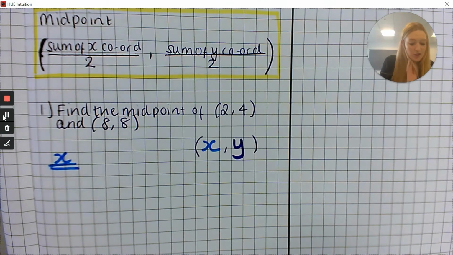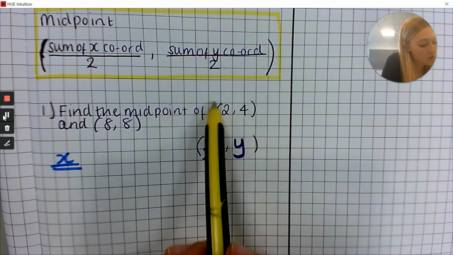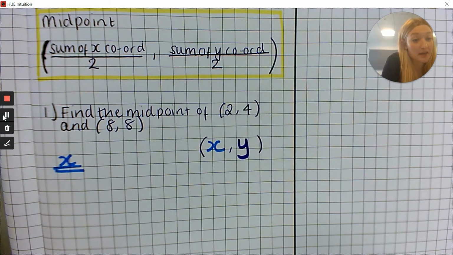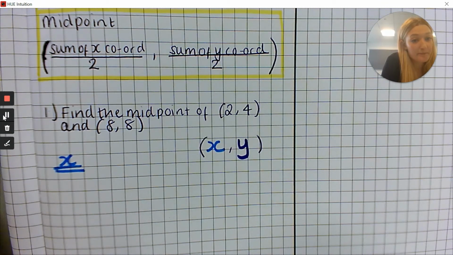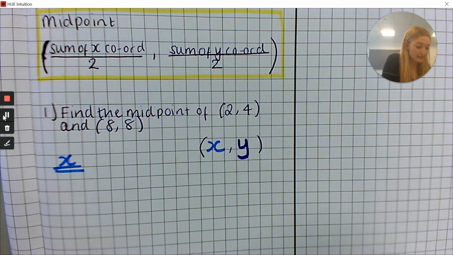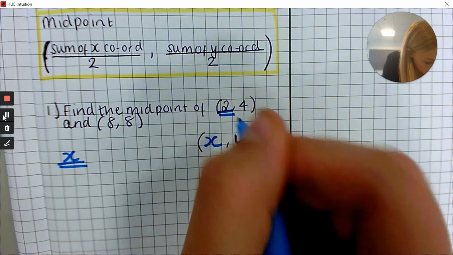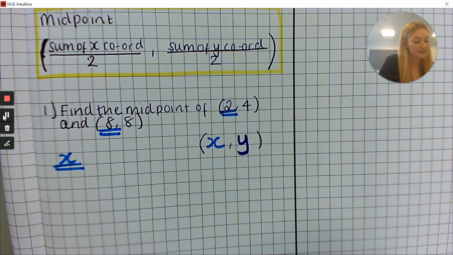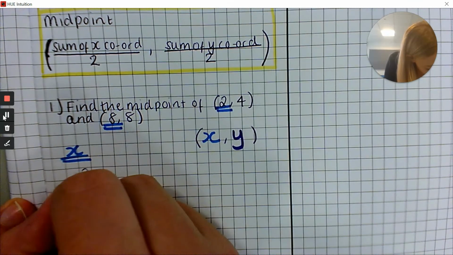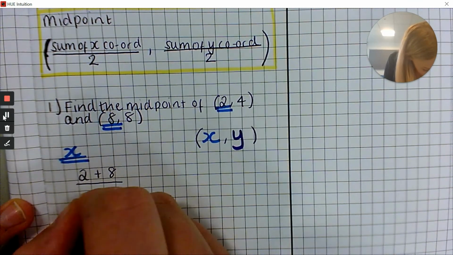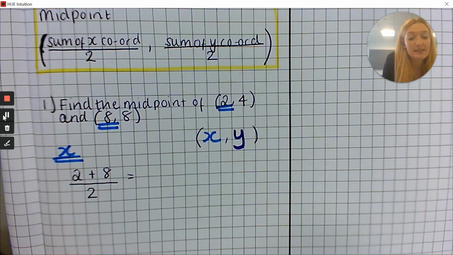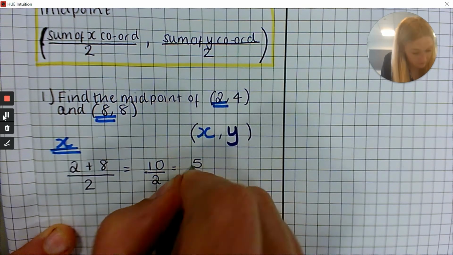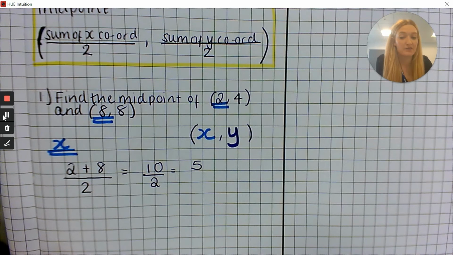Now I'm going to start by thinking about my x number, the first one. So I've got to look at the question and identify which numbers in these two coordinates are my x numbers. Can you have a think? Good. I know my x number is my first one, so it's going to be 2 and 8. Those are my two x numbers. So I've got to find the sum of the x numbers and divide it by 2. So I've got to do 2 plus 8 divided by 2, which is 10 divided by 2, which is 5. So I've found the sum of those two numbers and I've divided it by 2.